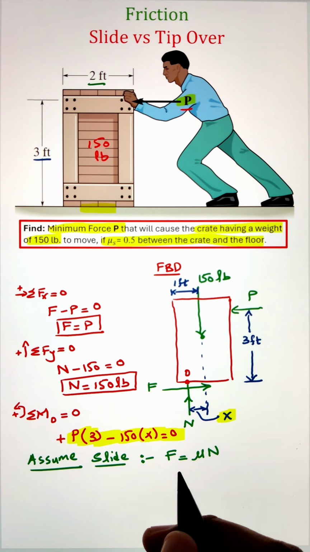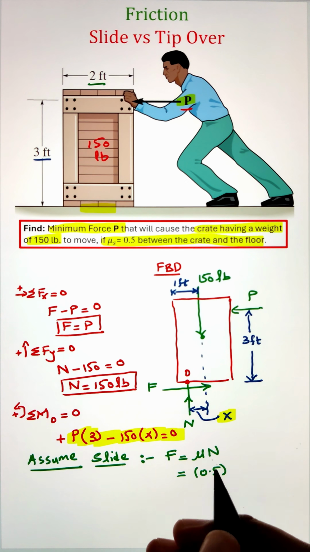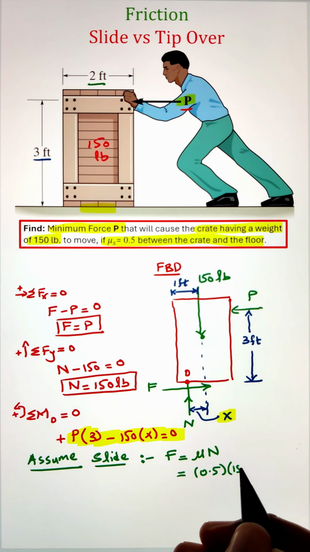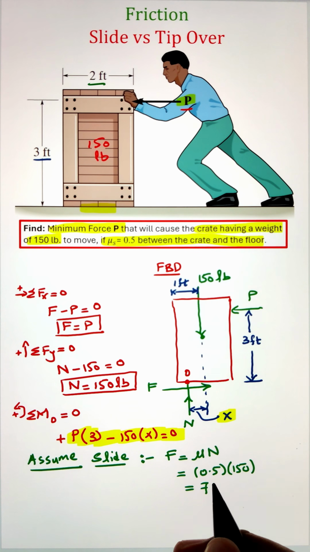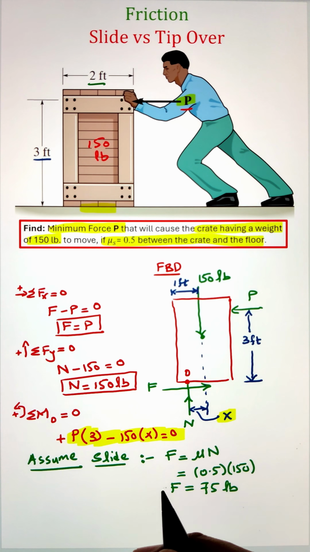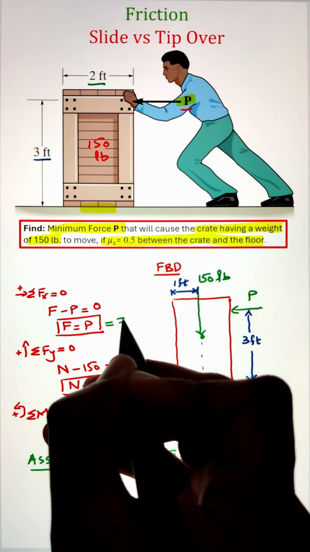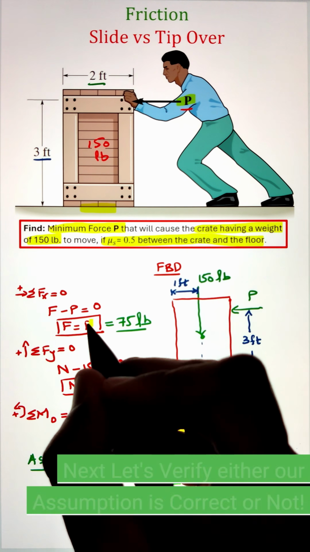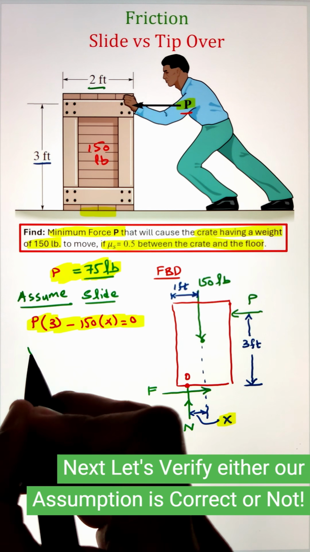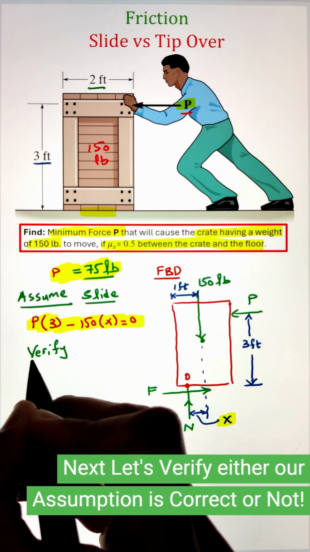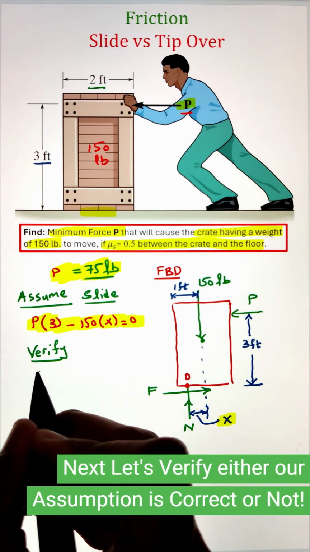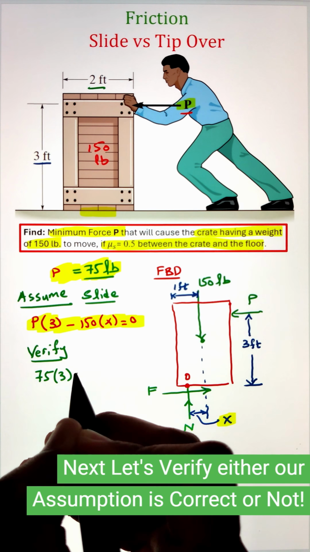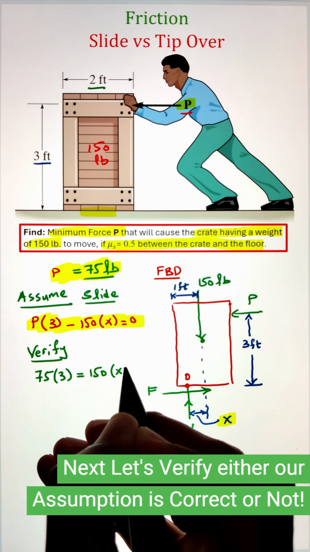Next, let's assume that our crate is going to slide. If we have made the assumption, we can write an equation of force F equals mu times N. Just keep in mind this assumption is only applicable whenever the crate slides. Solving, we get our value of force F equals 75 pounds. Since our equation 1 says that P is equal to F, the external load needed to move the crate is given as 75 pounds.